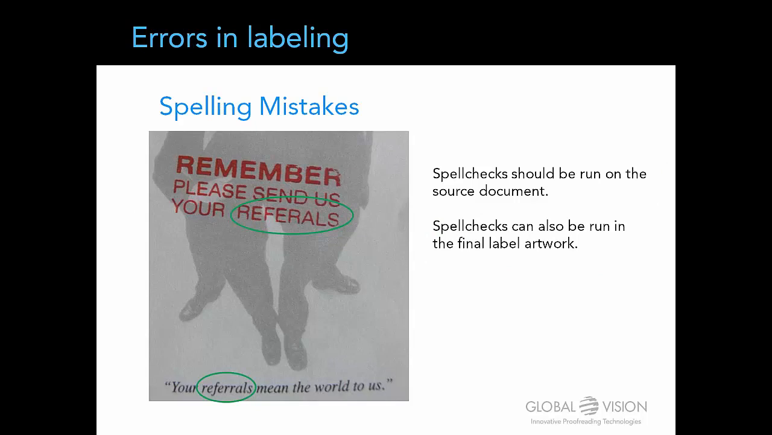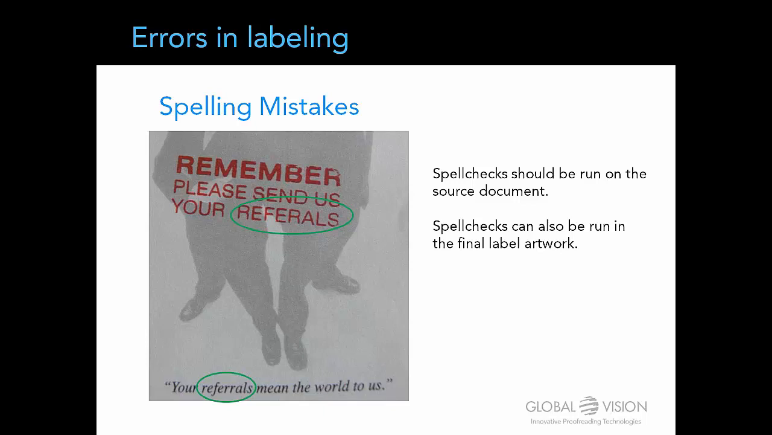So starting off with typical errors in labeling. Looking at this slide, a very common error that we see is spelling mistakes. We have the word referrals noted twice here. In the first instance we have one R, and in the other we have two. Which one is correct? Even though they're shown in the same document, the one with two R's is correct.